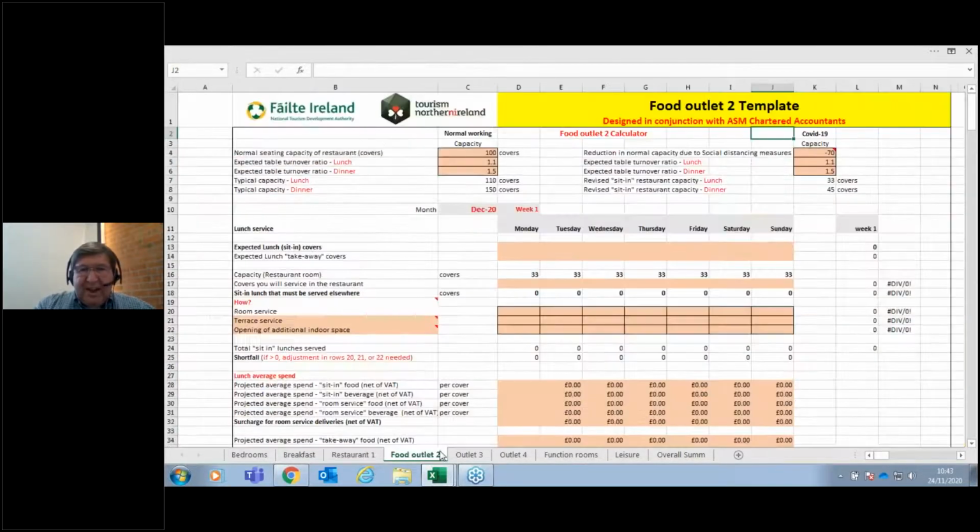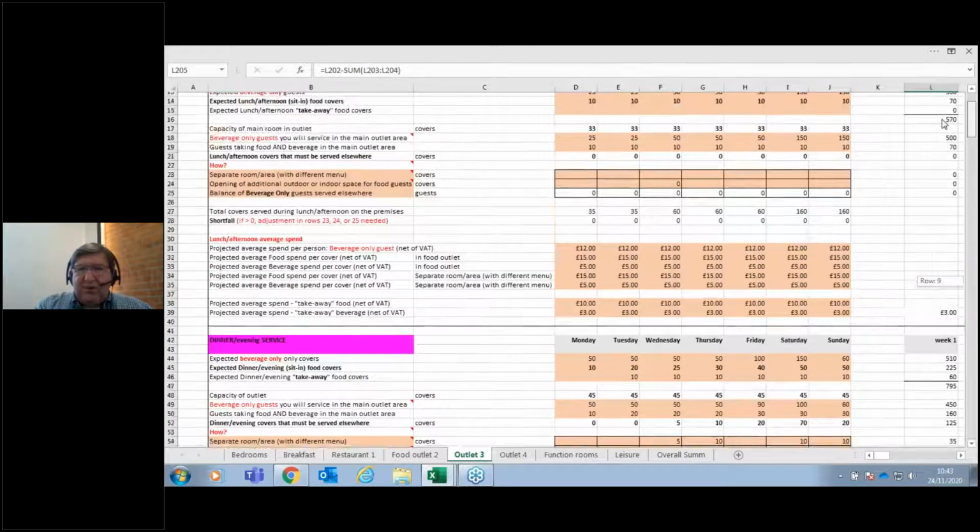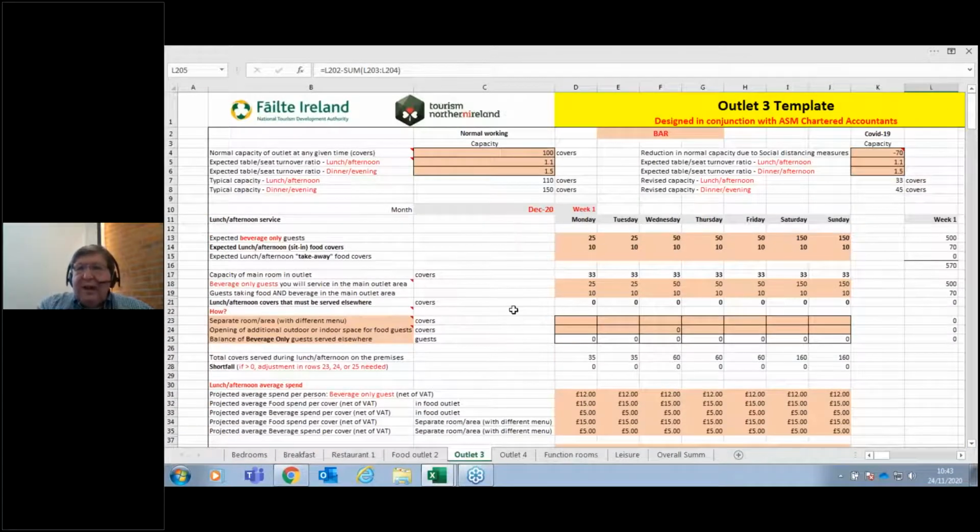So we have a second one, which is exactly the same for a second food outlet if you offered it. We also have another one, outlet 3, which could be a bar, for example, a bar that serves food. The only change versus food outlet 2 is that it gives you a bit of space to add in beverage-only guests. Entering the data is the same as for the other ones. So all you add in is the number of beverage guests, the average spend, and whether they're going to be served in the main bar, for example, or somewhere else, because of a capacity constraint.